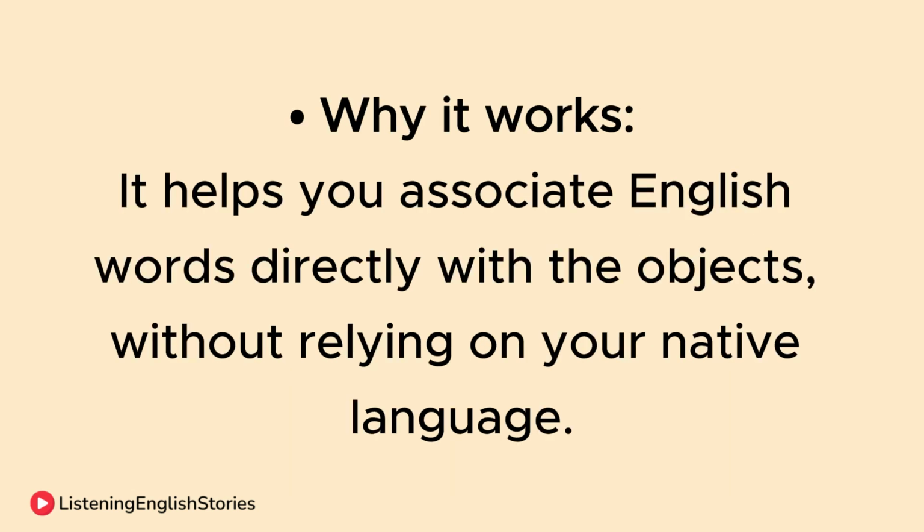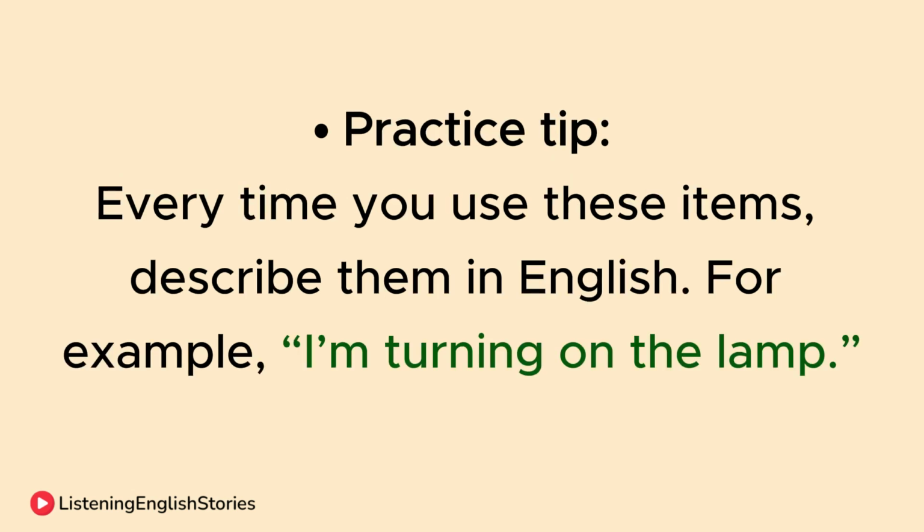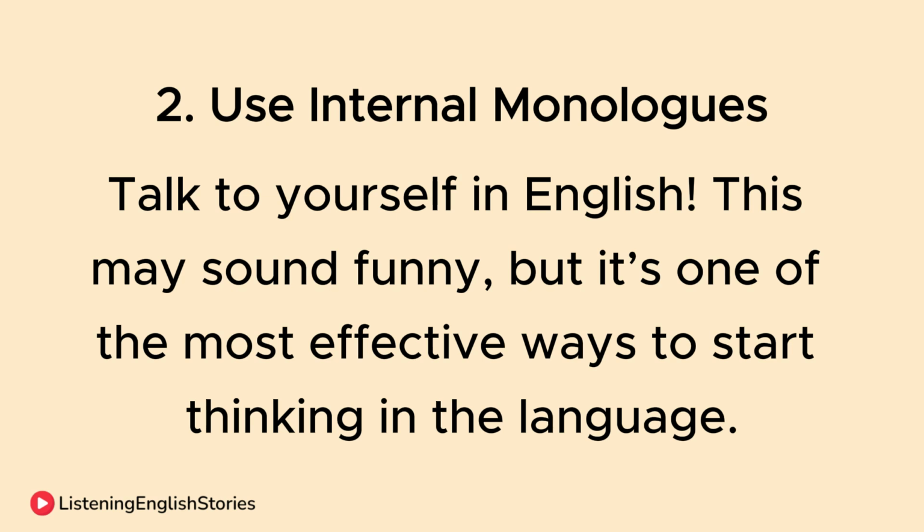Why it works. It helps you associate English words directly with the objects without relying on your native language. Practice tip. Every time you use these items, describe them in English. For example, I'm turning on the lamp. 2. Use internal monologues. Talk to yourself in English. This may sound funny, but it's one of the most effective ways to start thinking in the language.